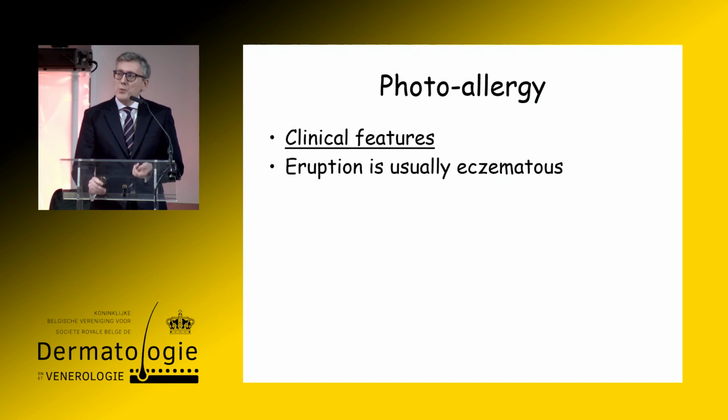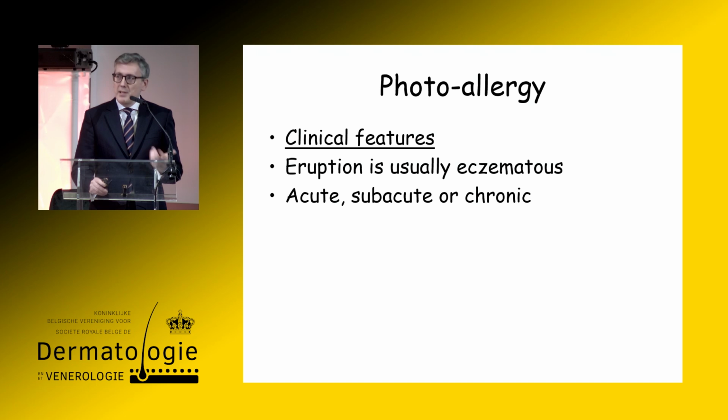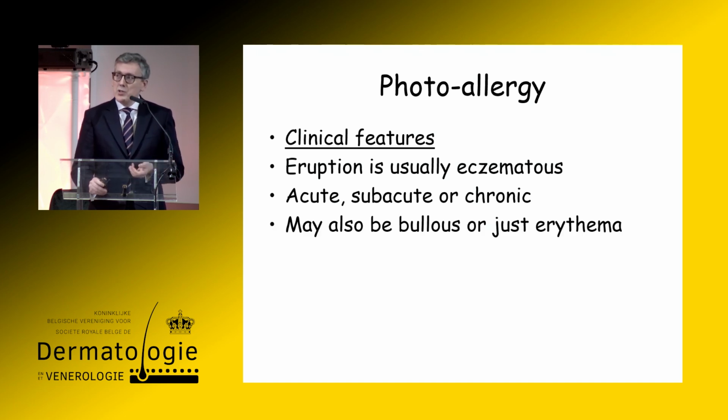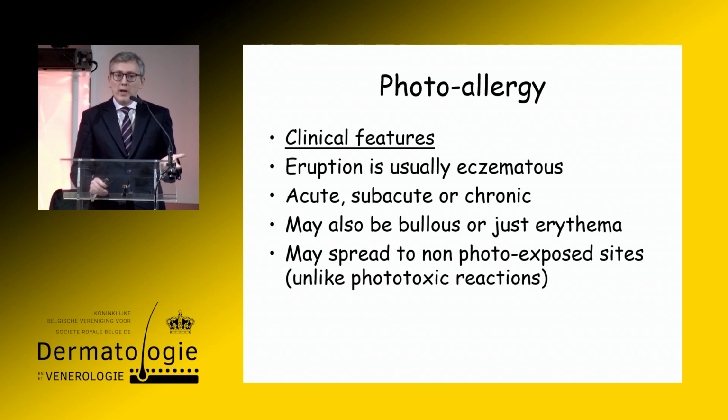So what clinical features do we see? Well, of course, it's usually eczematous, so you get all the hallmarks of an eczema: you're getting redness, you're getting itch, and perhaps lichenification if it's chronic exposure. You can have acute, subacute, or chronic presentations, obviously. And sometimes in very severe, extreme cases, and you don't see this very often, they can be bullous. And sometimes you have almost subclinical eruptions where you just get a little bit of erythema, or sometimes not very much at all, and you just see the after effect. So you see dyspigmentation, for instance, afterwards. Those are quite rare, but they can be seen.